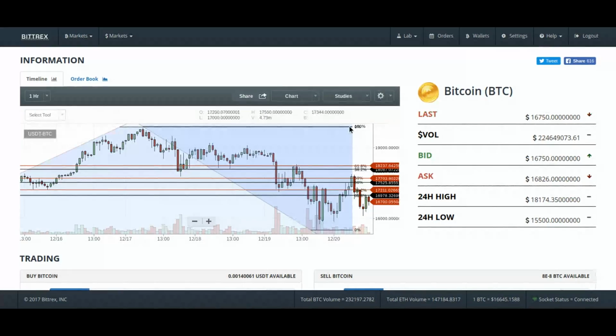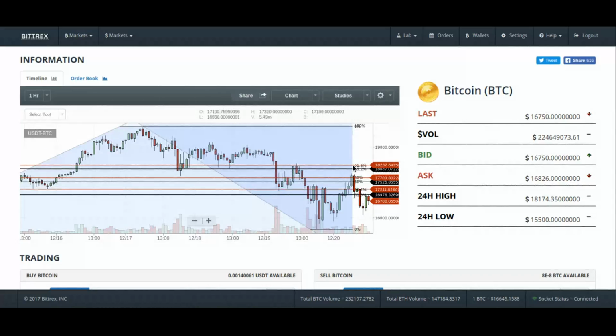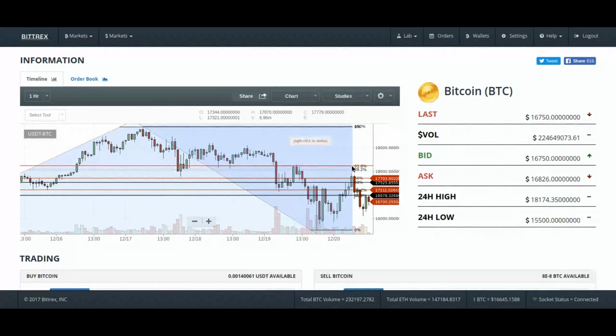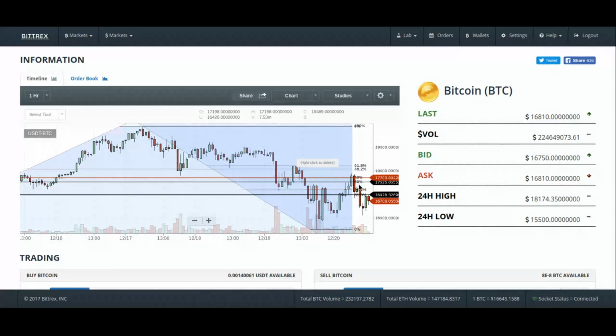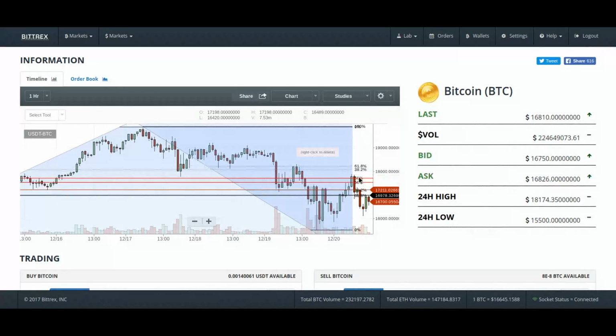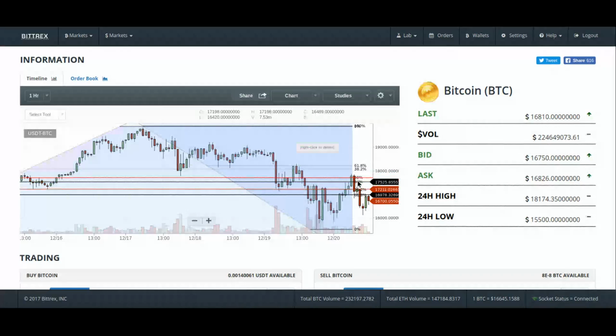Let me get rid of some of this stuff, family, because this right here is a little too much just for a beginning tutorial. I just want to show you trend lines real quick. That's what I'm going to start with. I'm just going to start with trend lines.